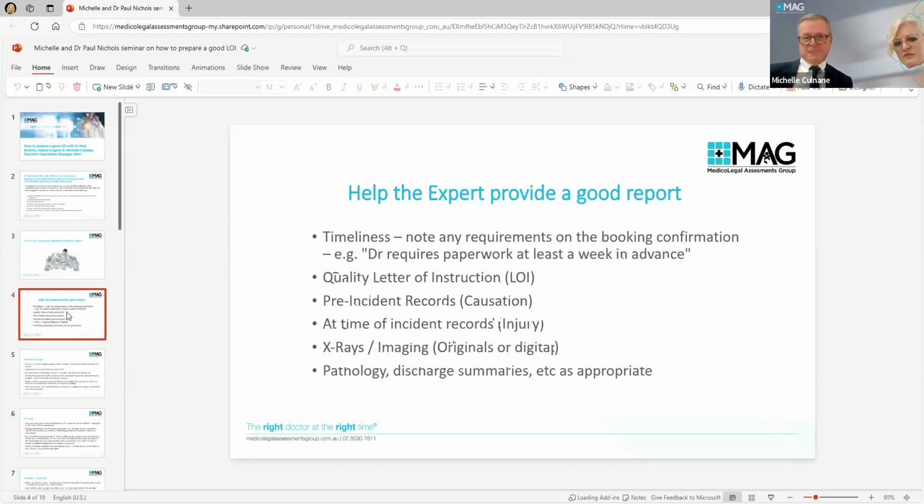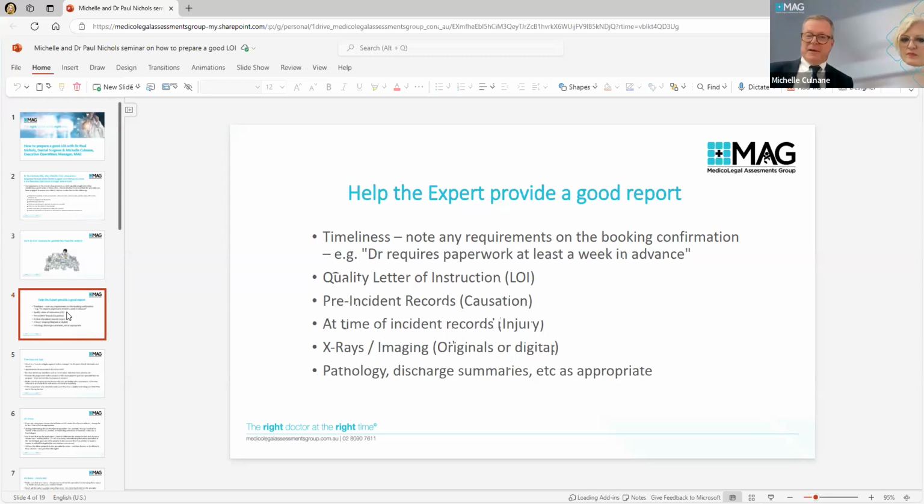So if you keep that in mind, tell your clients, that are the lawyers and the case managers who are doing the LOI, that they must have it completed, prepared, and presented to you so you can present it to the expert with a minimum of a week.